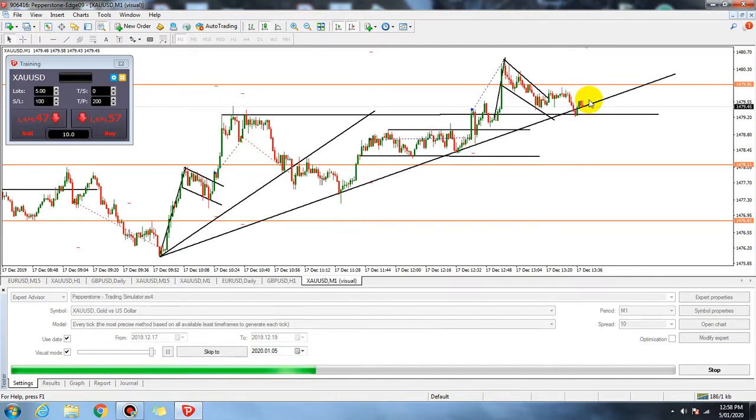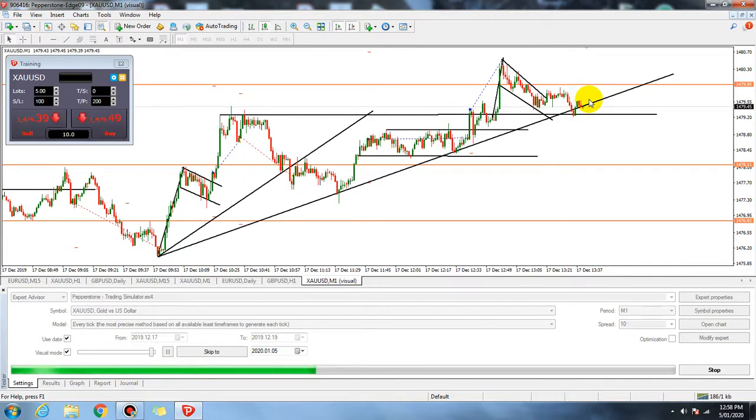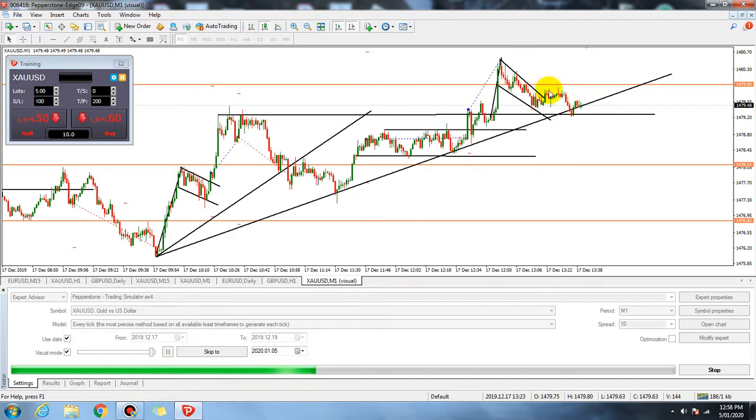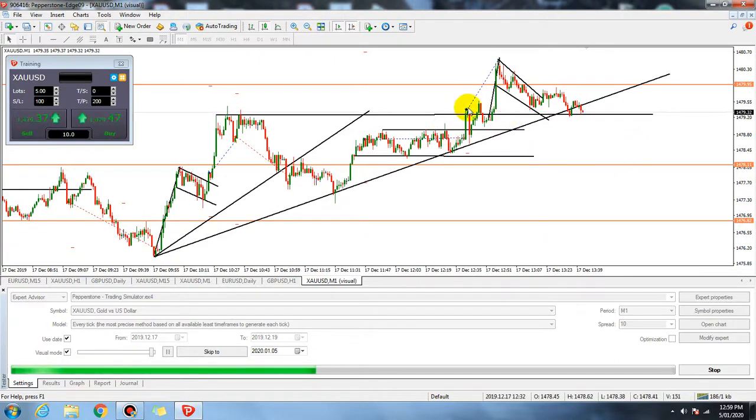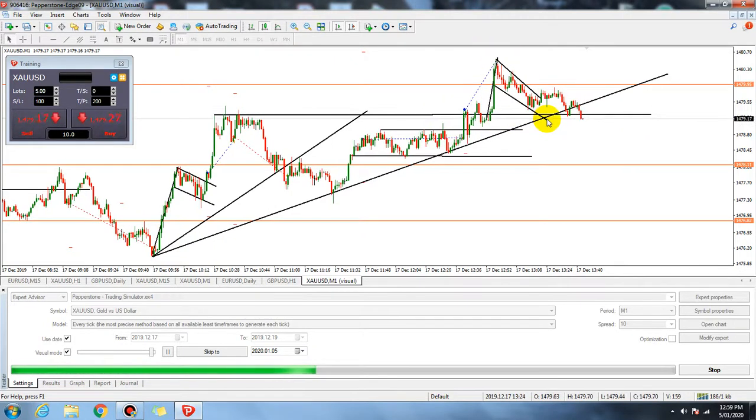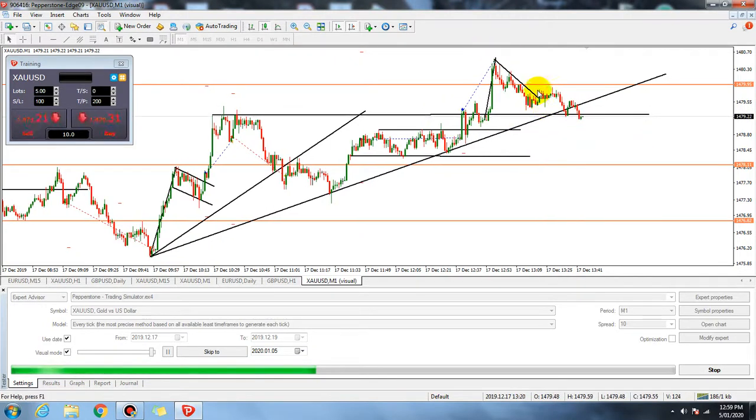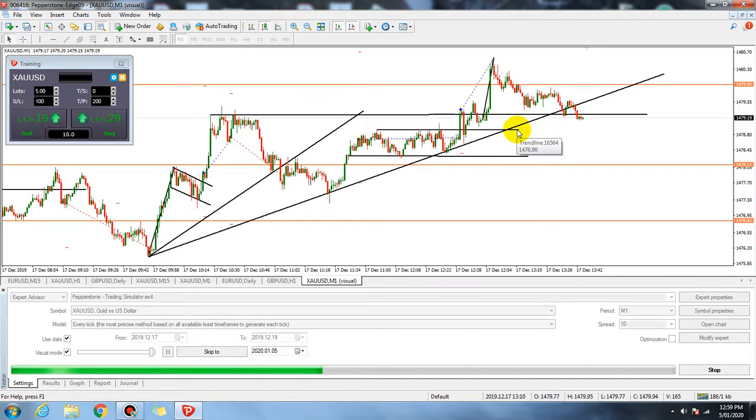Hitting this trend line now. Let's see whether it holds. Certainly, even though it's broken here, it hasn't really surged up. Might be time to get rid of a few lines, I think, and reassess where we're at.